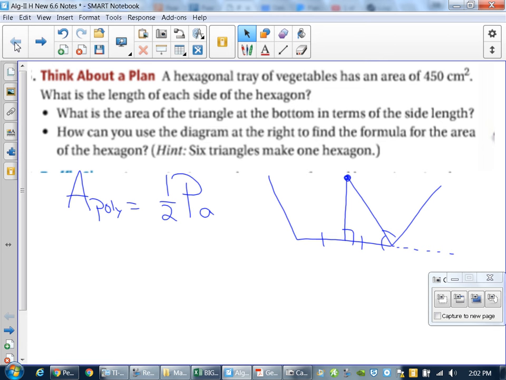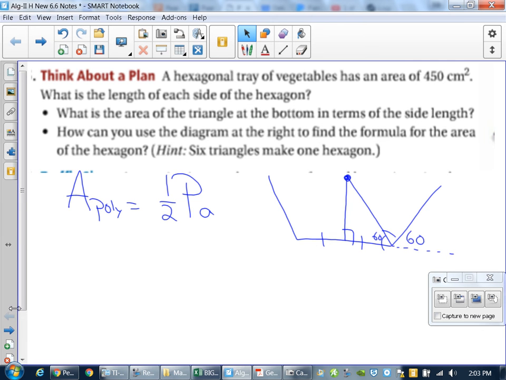I was also hoping that you remembered that when you're working with regular polygons, you had interior and exterior angles. Which ones were always easier to find? Exterior, because what was the sum of the exterior angles every time? 360. If you have a hexagon, how many angles does it have? 6. 360 divided by 6 gets you 60, which means your interior whole angle is 120, and the bisected part is 60, which gives you a 30, 60, 90 triangle.